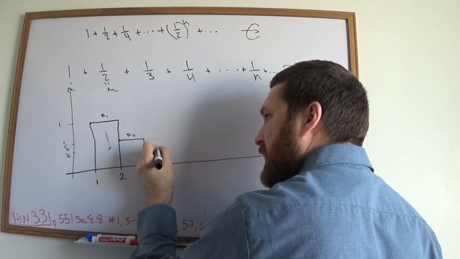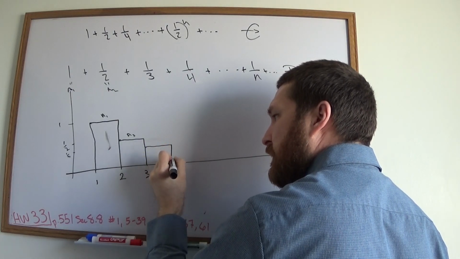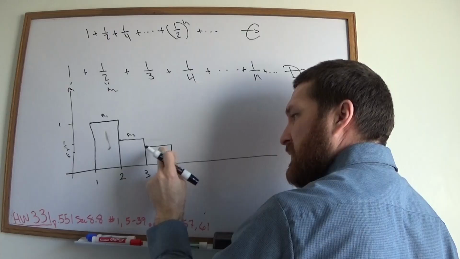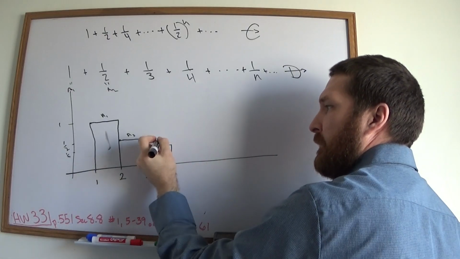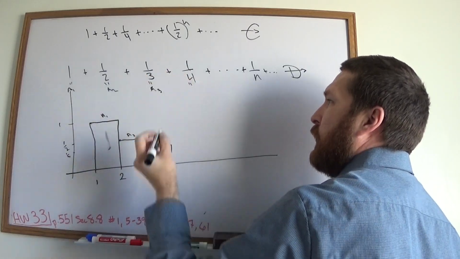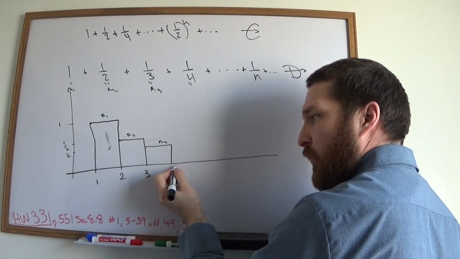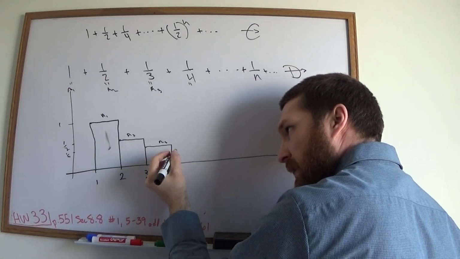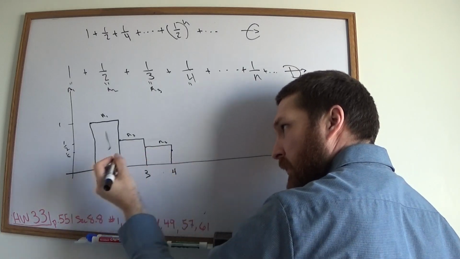Draw a line straight over to 4. And now what's the area of that? 1/3. It's the same as this. And we'll do one more here. At 4, I'm going to go up to 1/4.